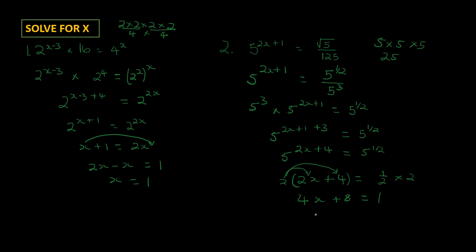Now you see that 4x is equal to minus 8 plus 1. So 4x is equal to minus 7. Then we divide both sides by 4. And we have that x is minus 7 divided by 4. Okay.